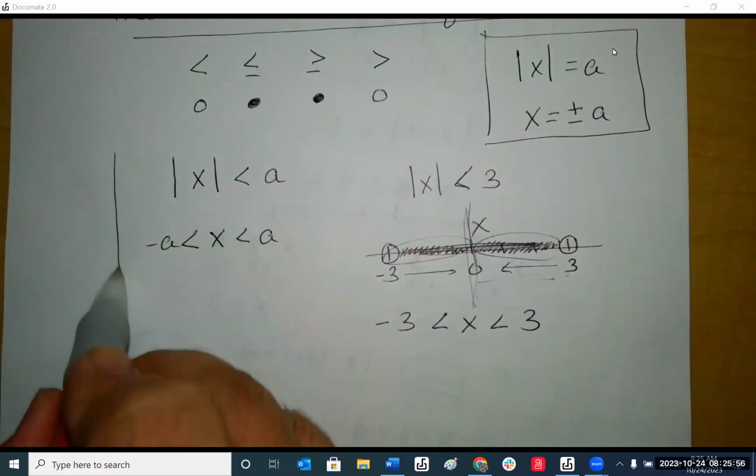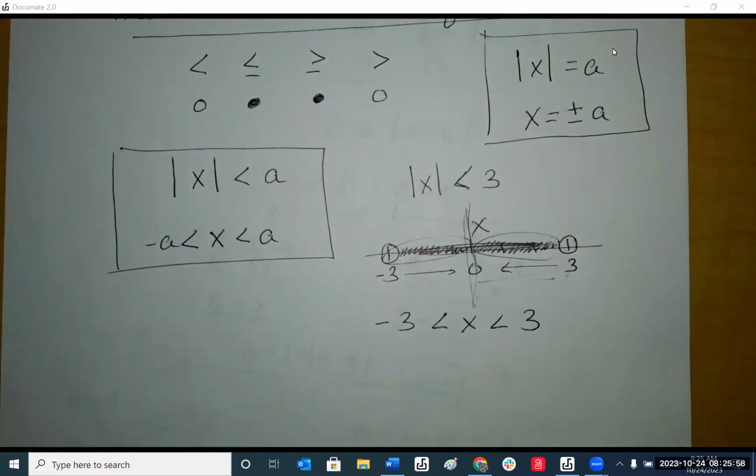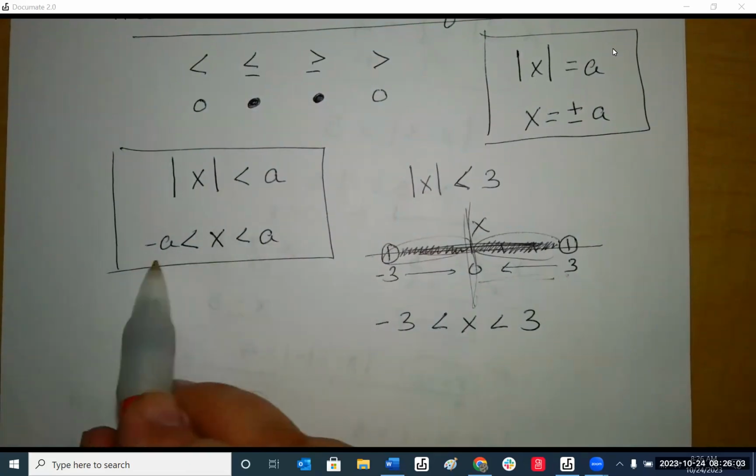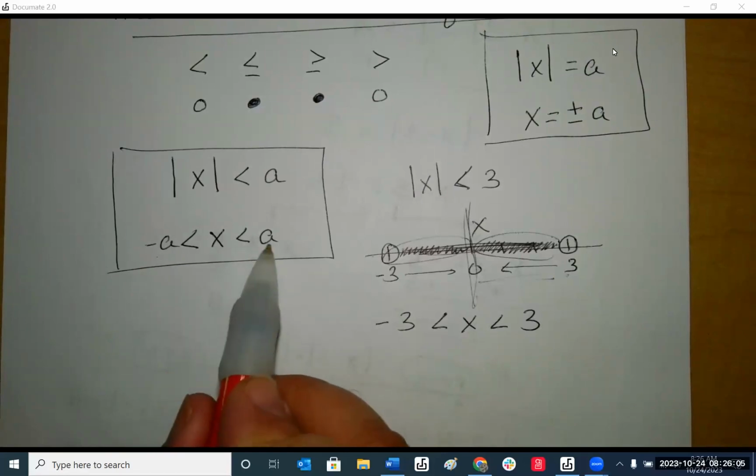So for inequalities, if you have a less than, and you drop the absolute value, it becomes negative a less than x less than a.